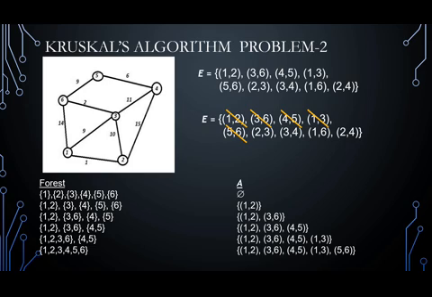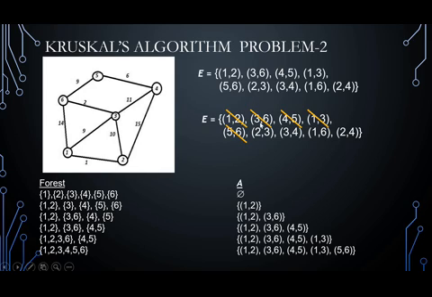Now we go to the solution process of Kruskal's algorithm. So first, pick the first edge 1 to 2. 1 is a separate set, 2 is a separate set. So add it onto the solution tree. 1, 2 gets added. 1 and 2 are merged. So 1, 2 is a separate set. 3, 4, 5, 6 are separate sets.